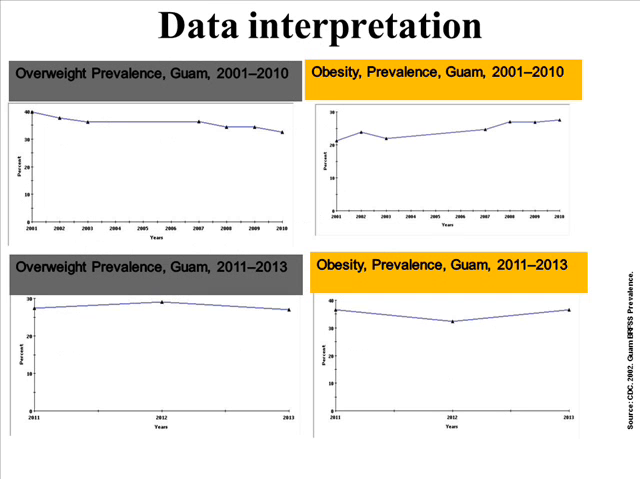Slide 15. These results correspond to 2002 Guam BRFSS prevalence. You can see an increase of obesity prevalence, probably due to non-control of the previous overweight prevalence.